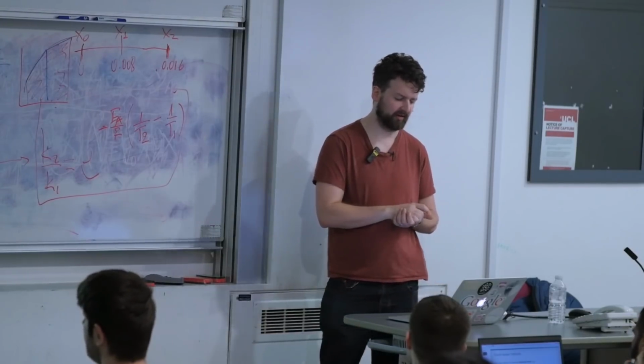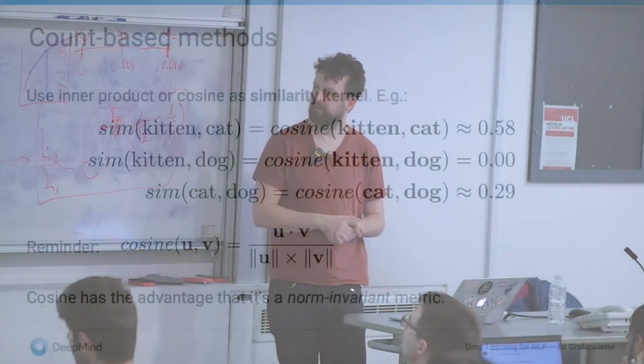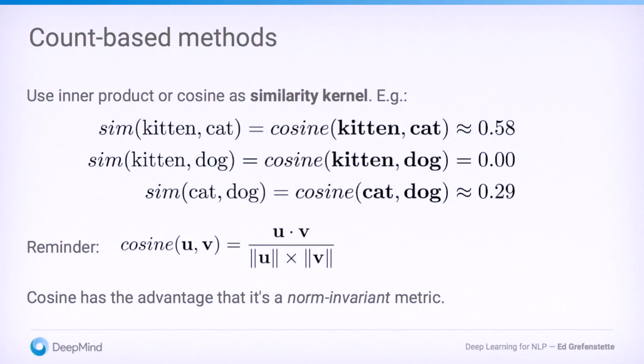Once we have collected these vectors, we can use any sort of distance metric, like the inner product or cosine distance, as a similarity kernel for the concepts that the words stand for. So, for example, using cosine similarity, we can check that the similarity between kitten and cat is 0.58, the similarity between kitten and dog is 0, and the similarity between cat and dog is 0.29. These numbers don't have a probabilistic interpretation or anything particularly strong, except we know they're bounded between 0 and 1.